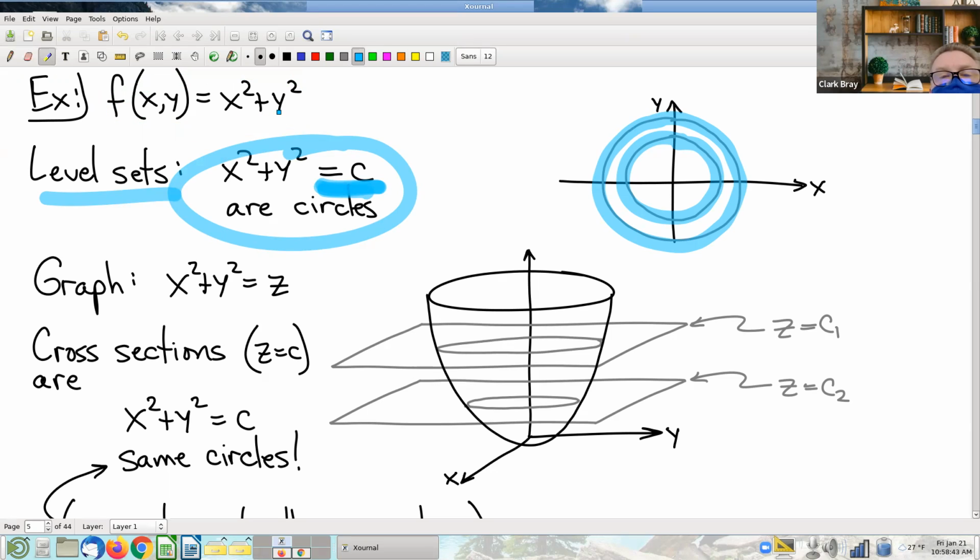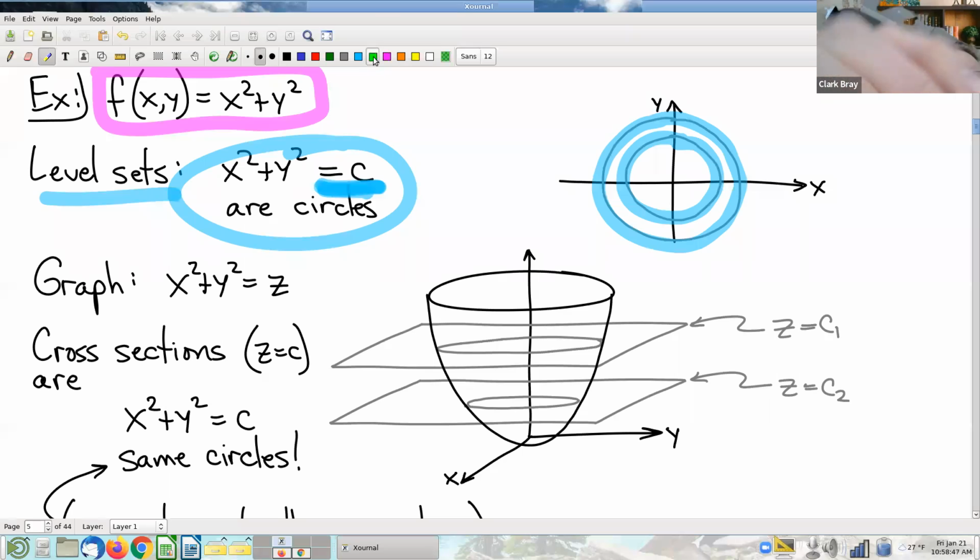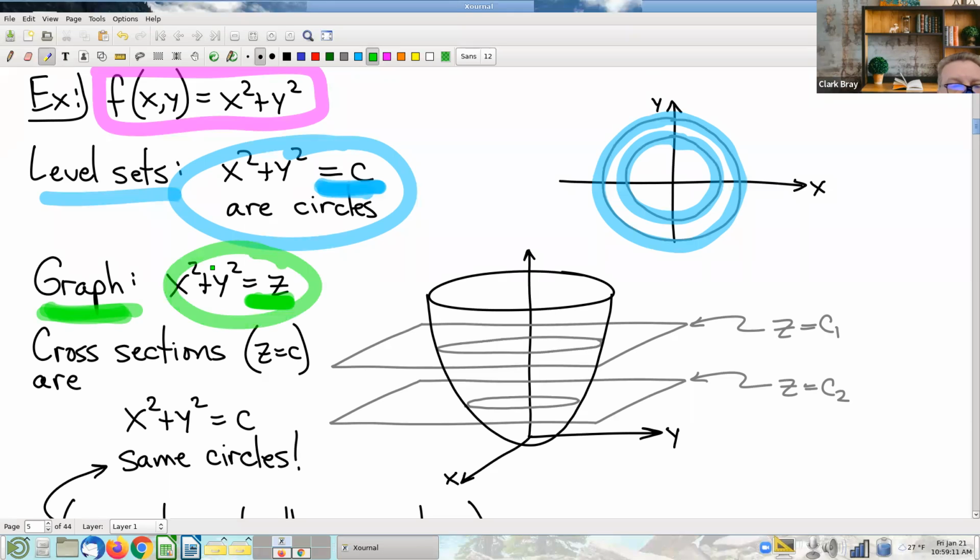Okay, now let me color this that way. We're going to look now at the graph of this function. The graph is what you get when you set the function equal to a new variable, right? Because the points on the graph have to have both input and output variables. So those outputs have to have names. And okay, well, what is this thing? What is this equation? X squared plus y squared is equal to z.